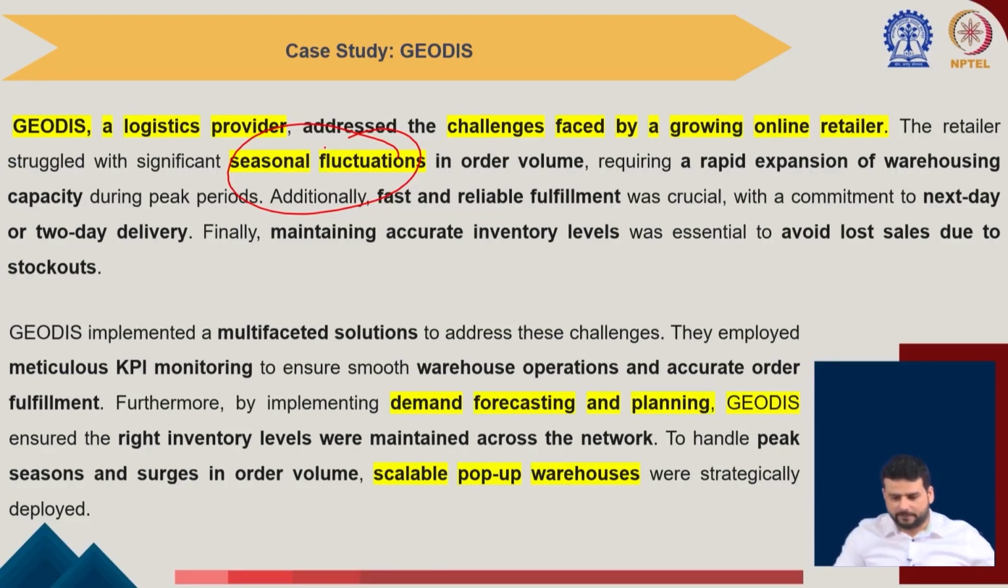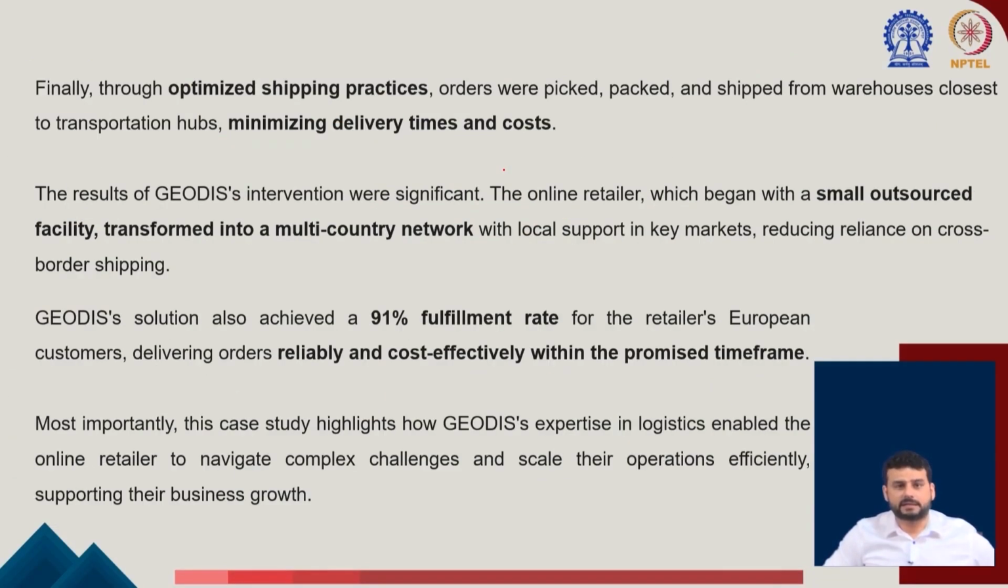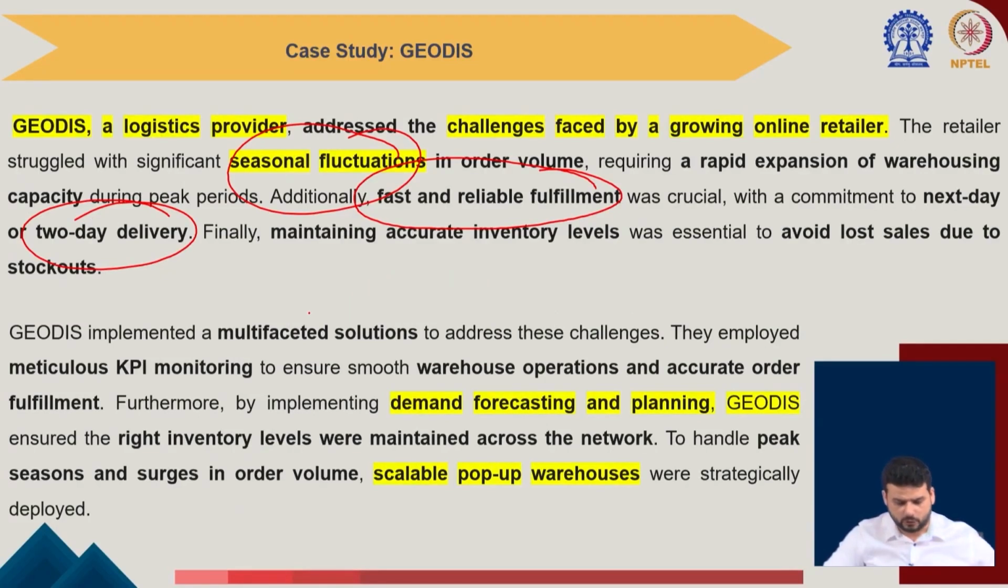So this Geodis will help you to survive those things, and will help you to maintain accurate inventory levels, and will ensure that you do not stock out, and also that you are not keeping excess inventories, right? And will ensure that next day delivery or 2-day delivery can happen. So they are providing fast and reliable fulfillment, and if we talk about their fulfillment accuracy, I think that is somewhere around 91%, you can see. So many small players are collaborating with them.